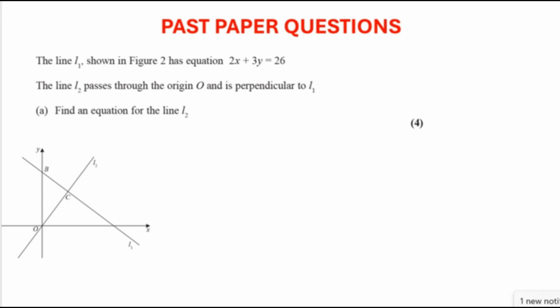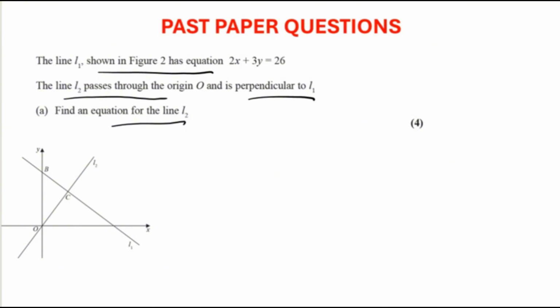Let's move to past paper questions. Line L1 shown in the figure has equation 2x plus 3y is equal to 26. And line L2 passes through the origin which is perpendicular to L1. Find the equation of line L2.